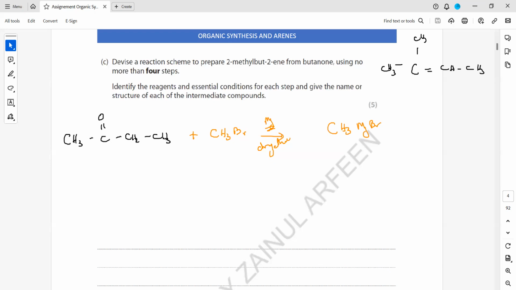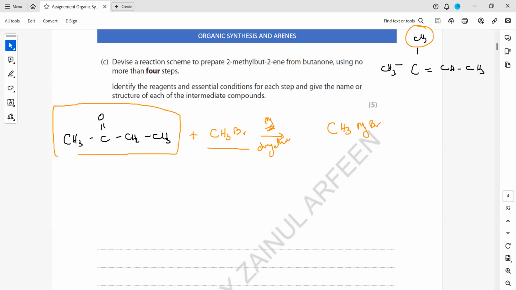So the first thing is forming a Grignard reagent, because we want to add a branch here. Whenever we want to add a branch, if I need a CH3 branch, then I will use bromomethane. If I need an ethyl branch, then bromoethane. So first, only this part produces a Grignard reagent.